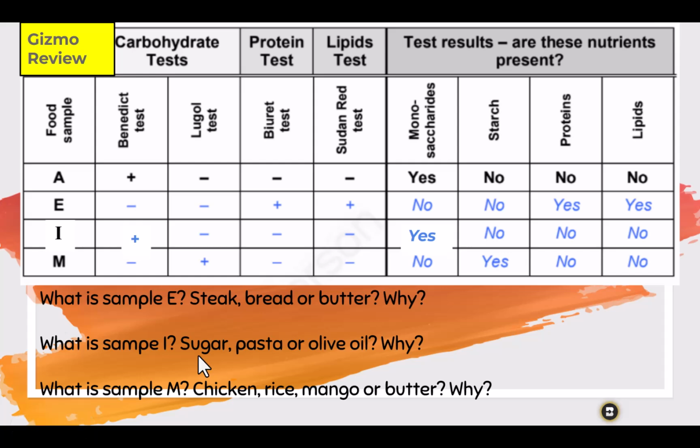And how about sample M? If I'm given the choices of chicken, rice, mango, or butter, I can see that sample M tested positive for carbohydrates, did not test positive for sugars, but did test positive for starch. So I'm looking for a starchy carbohydrate. From these four choices, rice is our best choice because rice is a starchy carbohydrate, and we know those taste bland, and rice tastes bland.